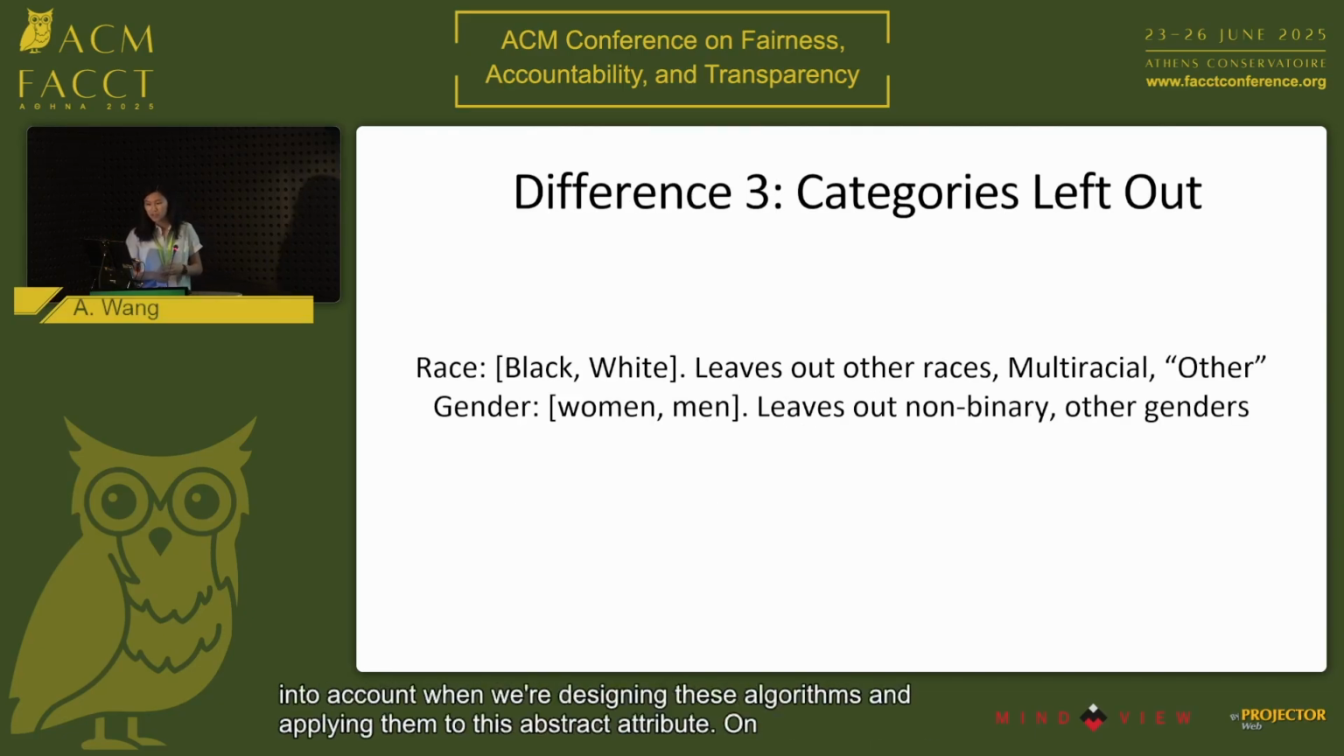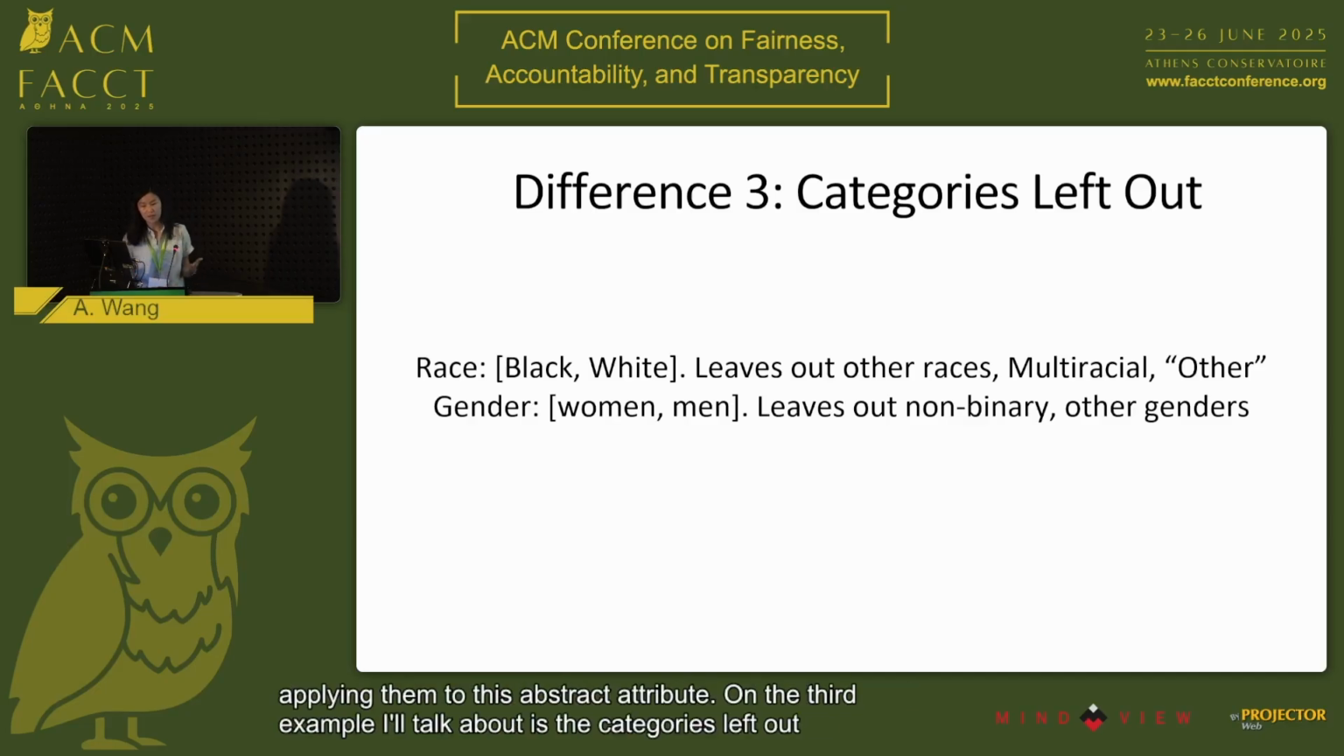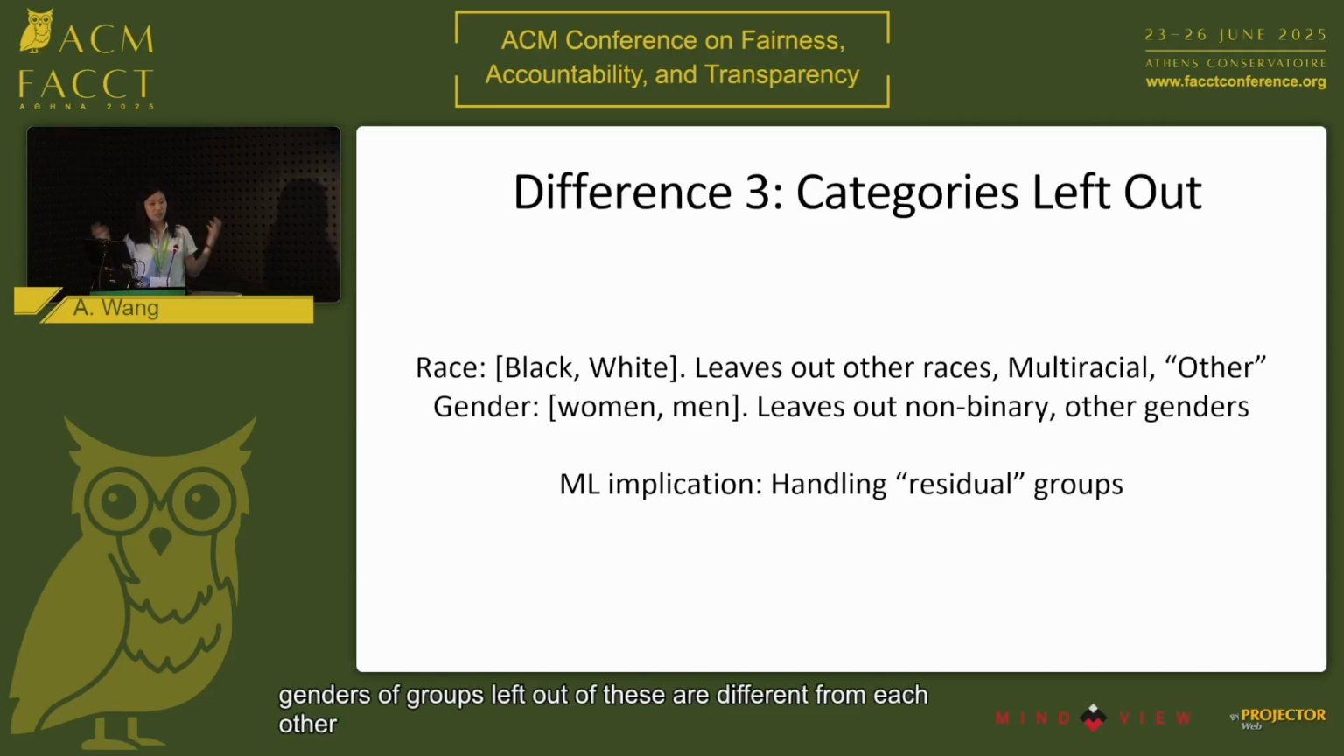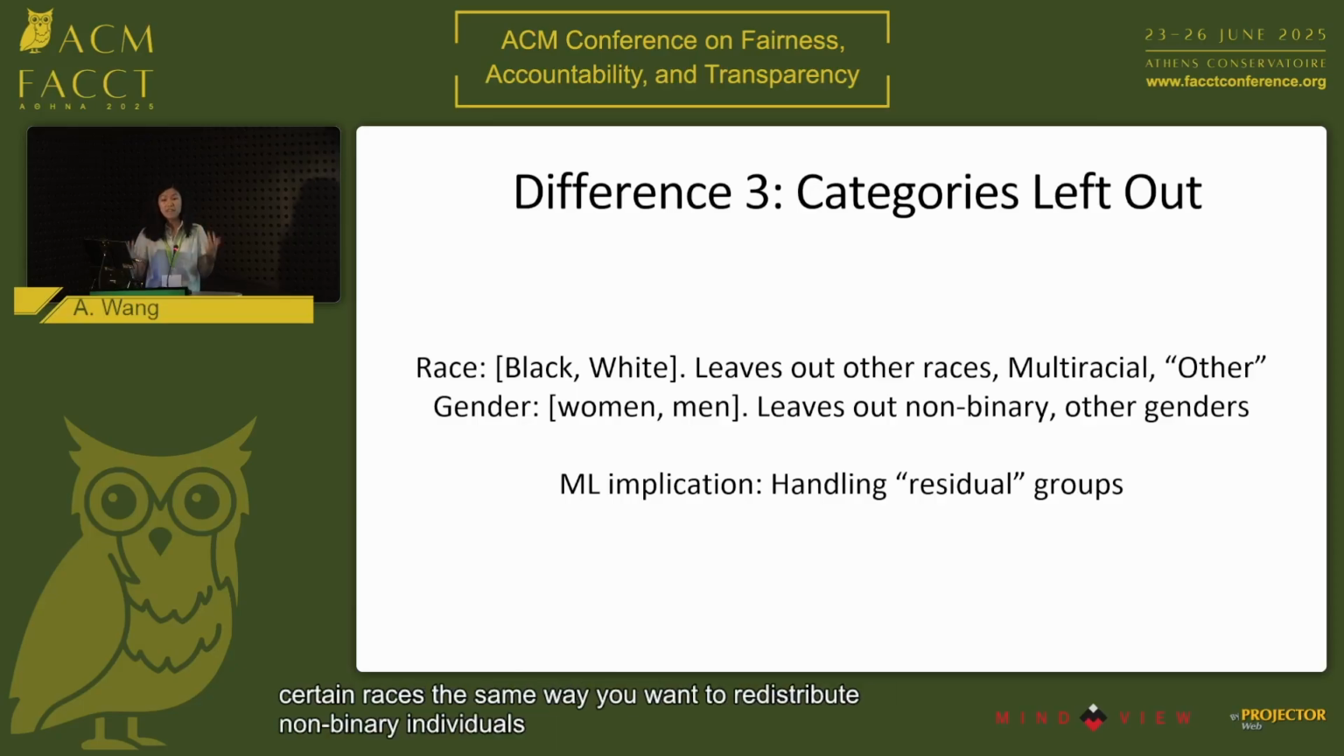The third example I'll talk about is the categories left out. So often we think about just the binary conceptions of these groups. For instance, race is Black or white people, gender is women and men. But the sorts of groups left out of these are different from each other. And I'll call these residual groups. So for instance, you cannot treat multiracial groups, where you might just redistribute individuals from these groups to certain races, the same way you want to redistribute non-binary individuals. By definition, for the non-binary category, there are certain harms inherent to putting these individuals into one of the binary genders in ways that are different from some of these other groups. And so it really matters how we're going to be counting and measuring the groups left out.